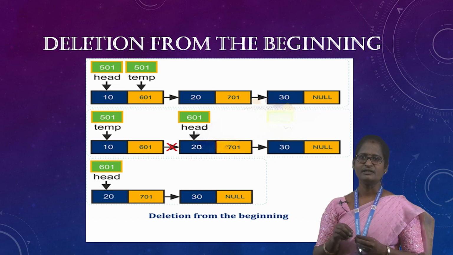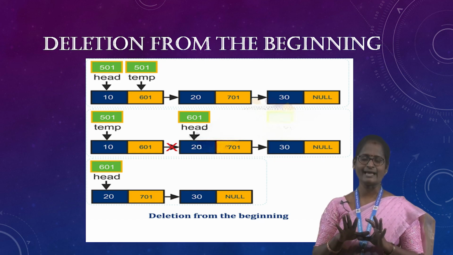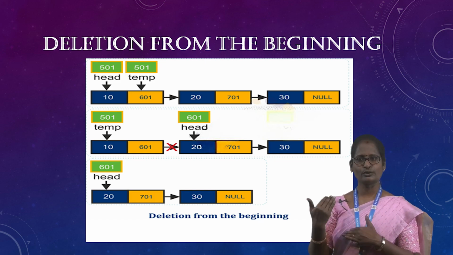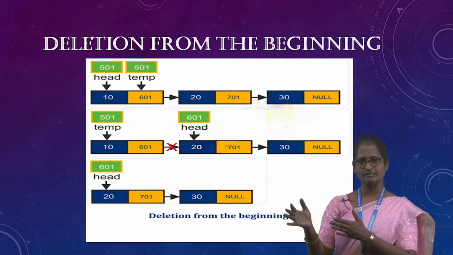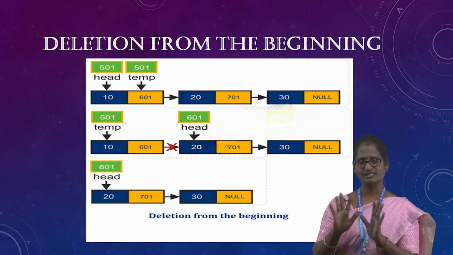In this algorithm, check if the list is empty. First you check whether the list is empty or not. If so, return. Otherwise, update the head to point to the second node in the list. Free the memory space of the first node.